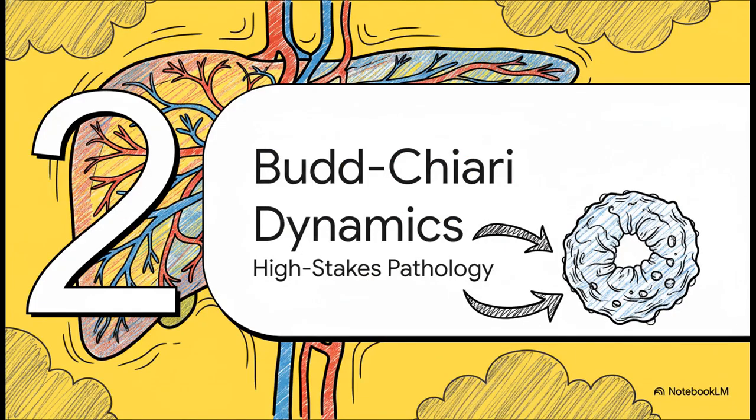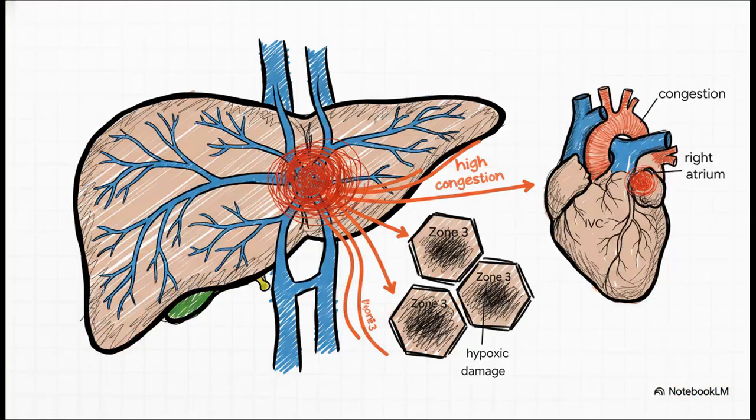Moving right into Section 2, Budd-Chiari syndrome dynamics. We're starting with the absolute highest-stakes pathology of them all, emphasizing its unique and incredibly dangerous risk of progressing to cirrhosis. What's truly fascinating here is the textbook extent of this occlusion. Budd-Chiari isn't just a simple localized clot. It's defined as a hepatic venous outflow tract occlusion spanning anywhere from the efferent ductule of the acinus all the way up to the entry of the IVC into the right atrium.